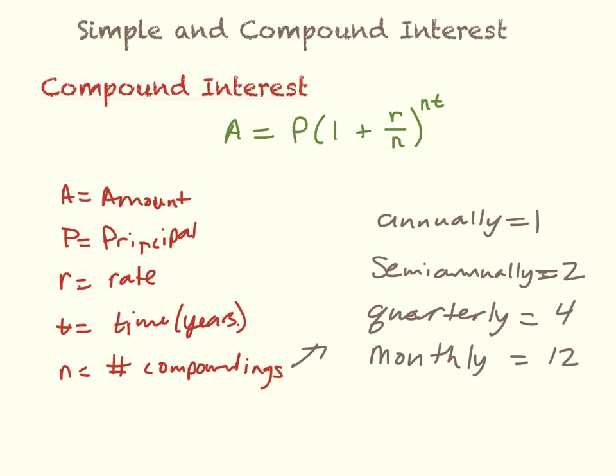I guess there is another one if it was daily or weekly. Weekly would be 52, because there's 52 weeks in a year, and then, daily. There are 365 days in a year. So those would be the possible options on our compoundings.